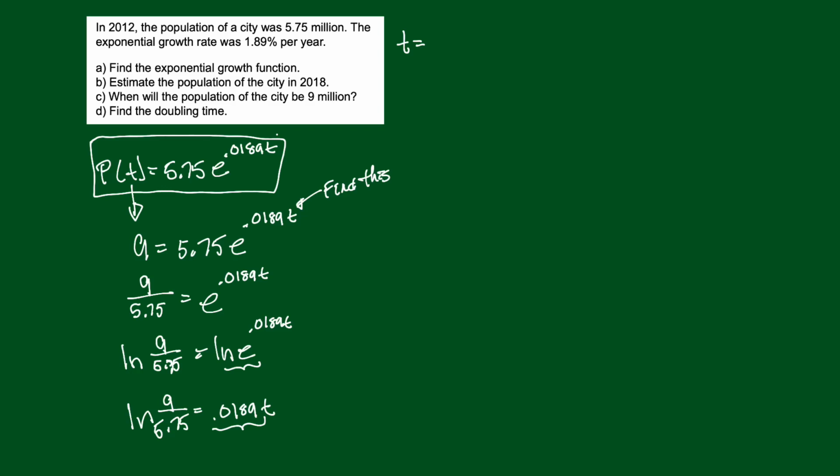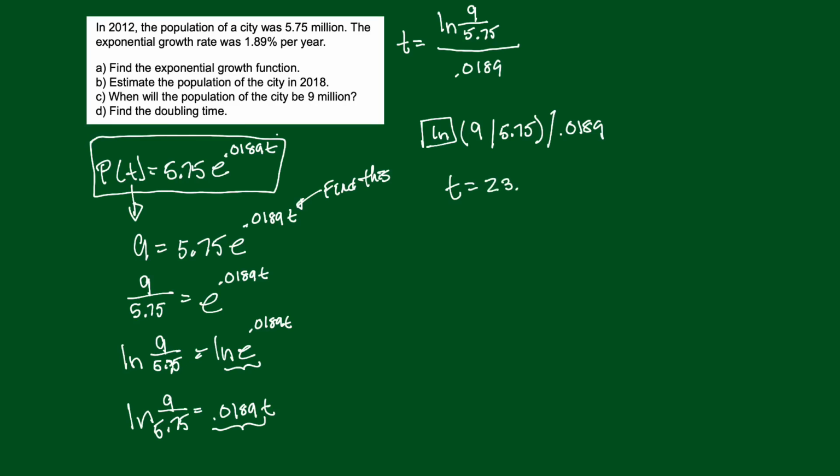T is equal to this fraction. I'm going to divide the natural log of 9 over 5.75 by that 0.0189. So in my calculator, I'm going to press the ln key, get parentheses, and type in 9 divided by 5.75. I'll close, and then divide that by 0.0189. Now when I do that, I got t equals, I'm going to just write it as 23.7.